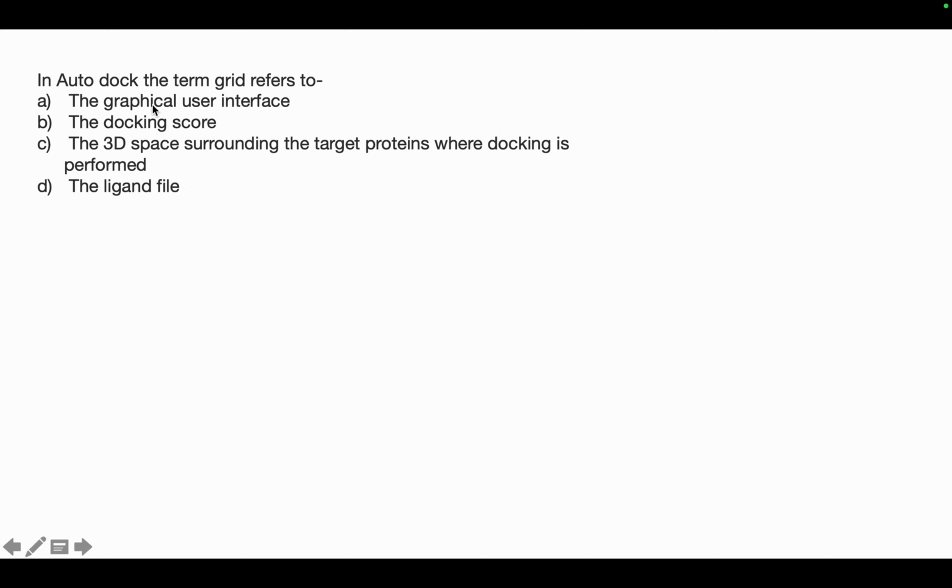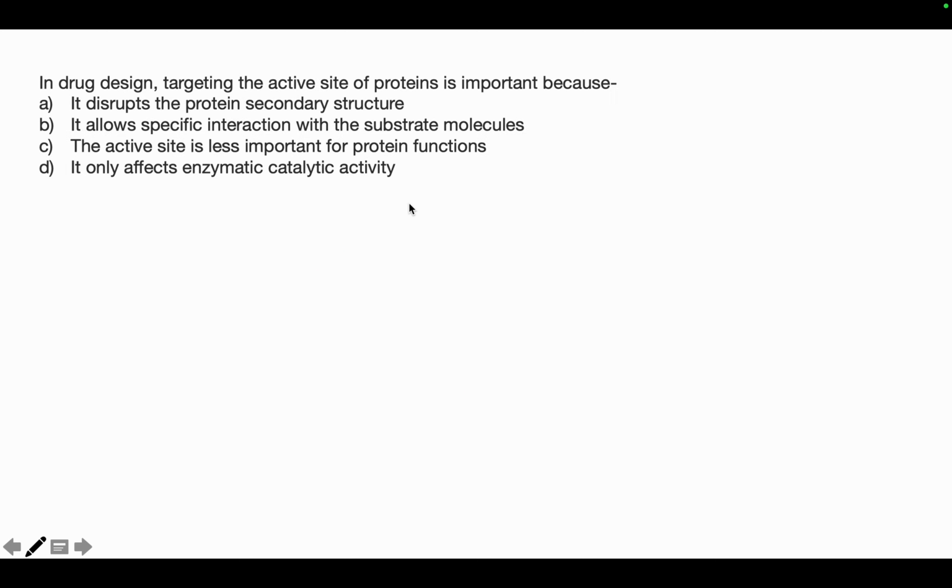AutoDock, in AutoDock the term grid refers to the 3D space surrounding the target protein where the docking is performed. So this is important. The grid refers to this 3D space of the target protein where the docking is performed, and this 3D space mostly will include the active site. It will be surrounding the active site.